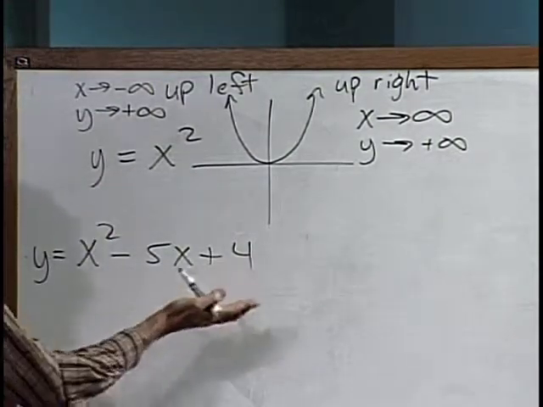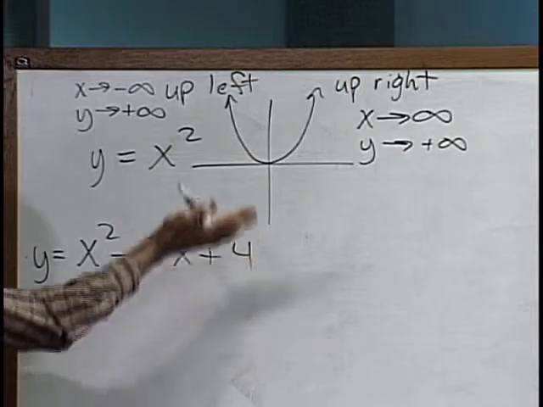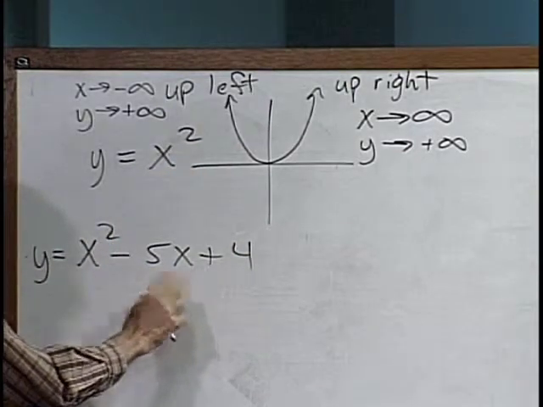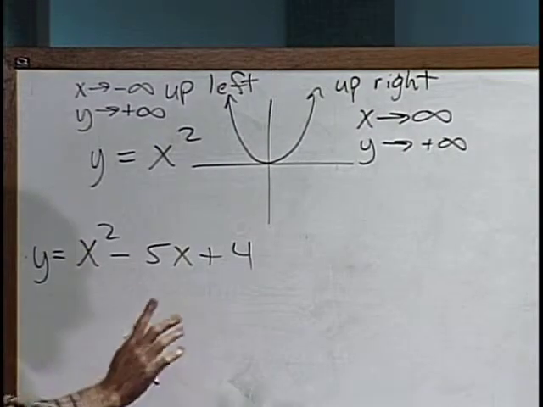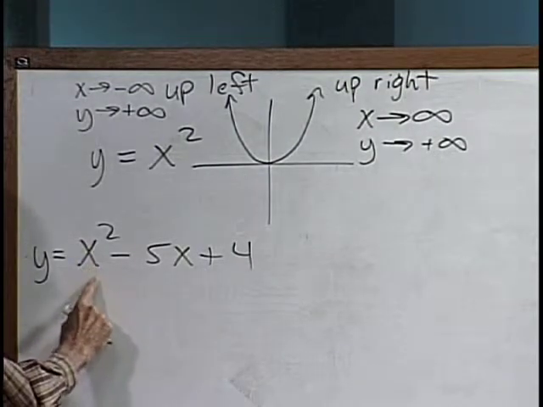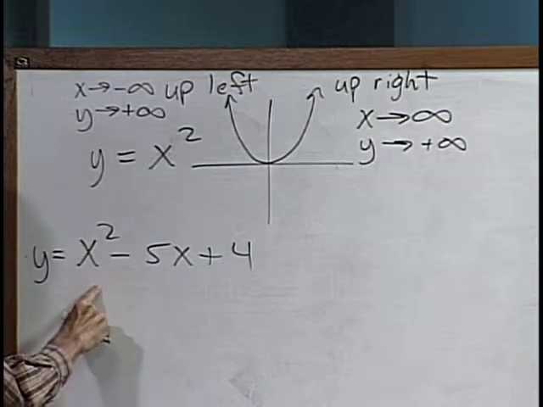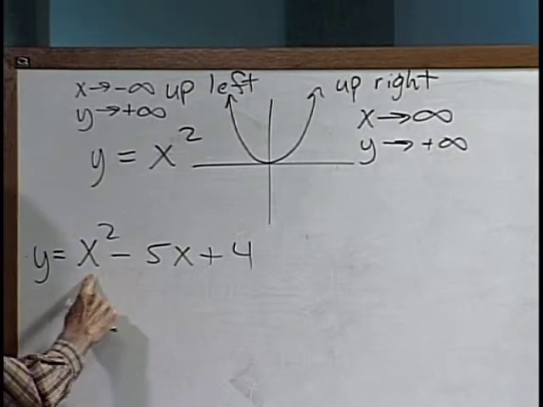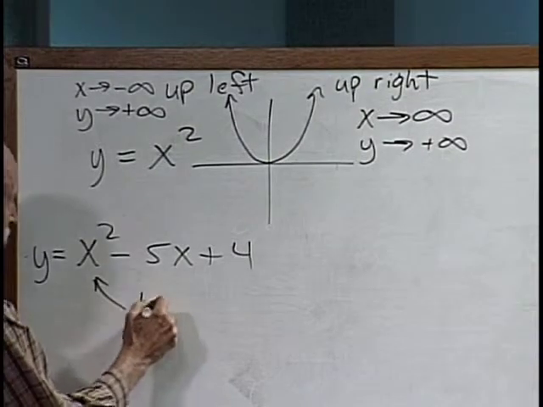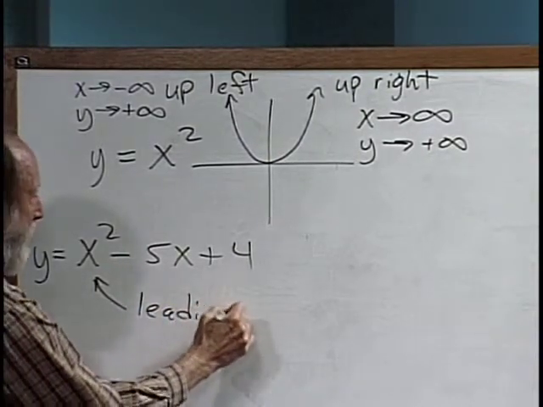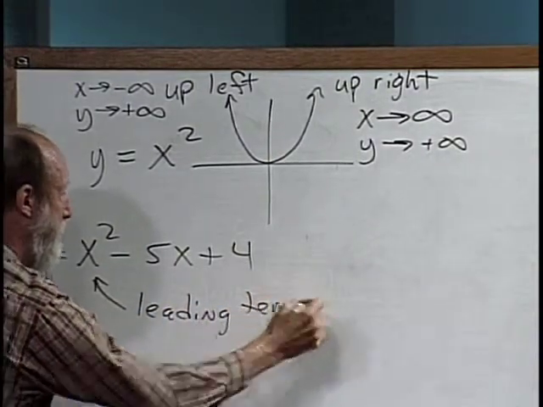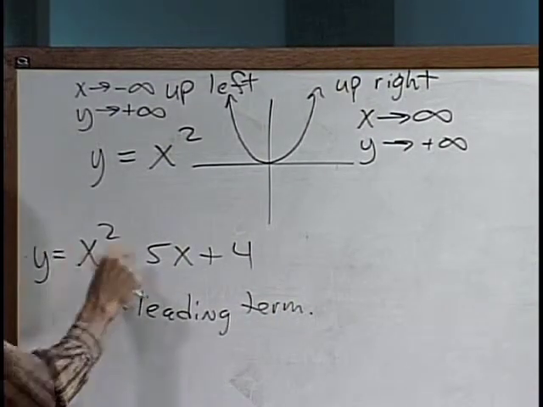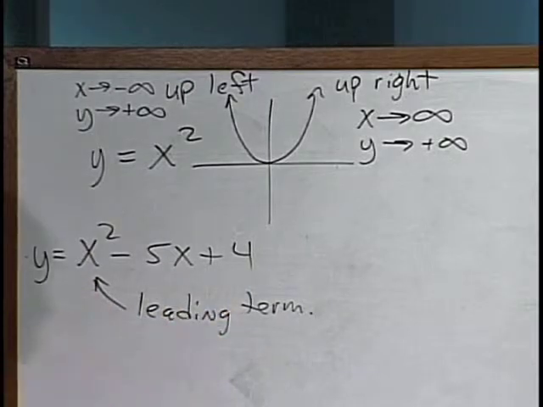Plus 4 is going to lift the whole graph up 4, right? And then this does something strange to it, doesn't it? So this is going to do some alteration, but nevertheless, the shape or the character of it is still going to look like a parabola, x squared. That's what you want to observe. This is called the leading term. The leading term. And it sort of helps you understand the general character of what to expect when you get the picture.